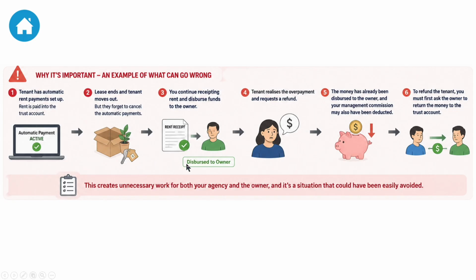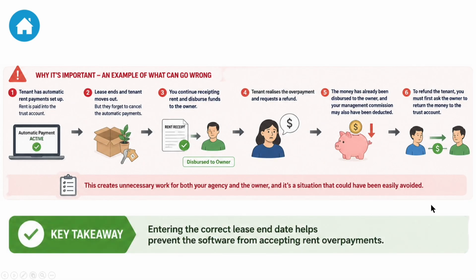If you continue receiving the rent and disperse those funds to the owner, the tenant may later request a refund for the overpaid rent. At that point, the money has already been dispersed to the owner, and your management commission may also have been deducted from those rent payments. To refund the tenant, you'll first need to ask the owner to return the money to the trust account before you can process the refund. This creates unnecessary work for both your agency and the owner, and it's a situation that could have been easily avoided. Entering the correct lease end date helps prevent the software from accepting rent overpayments.